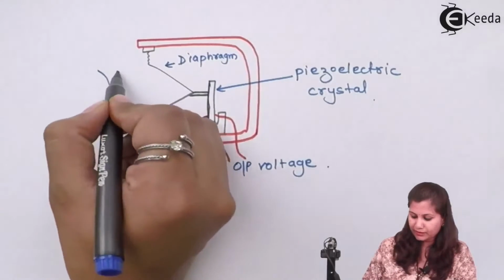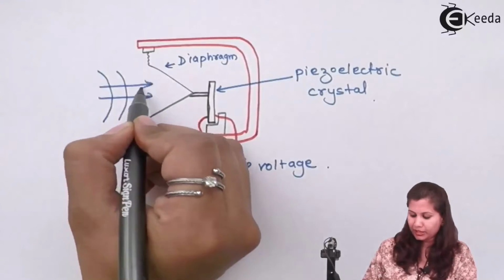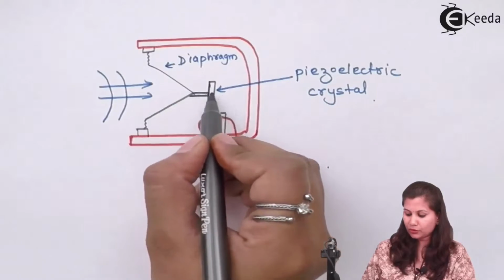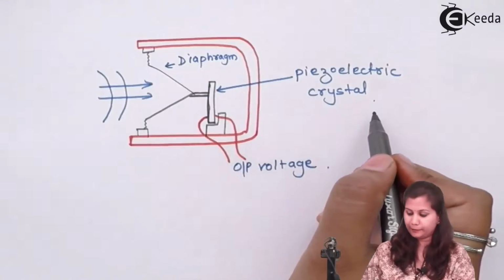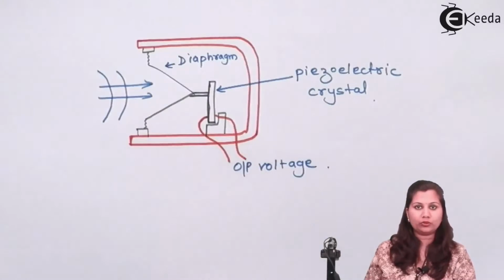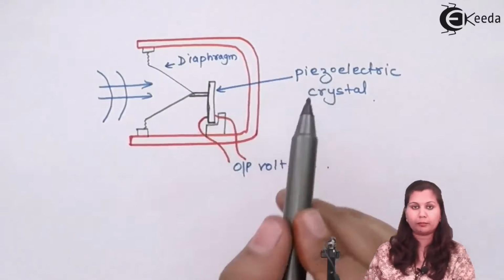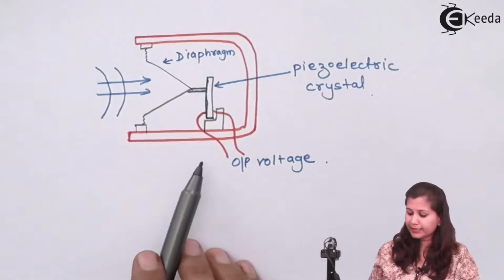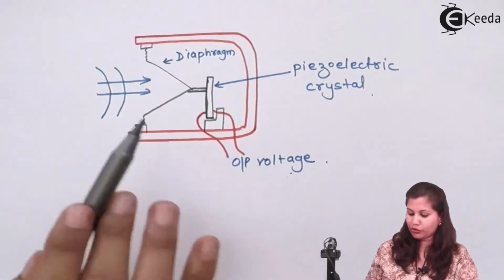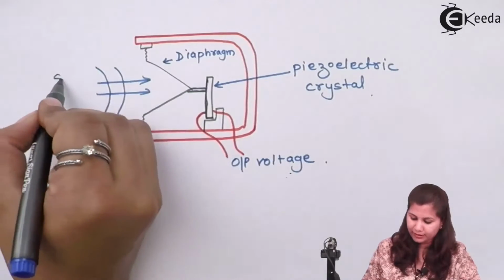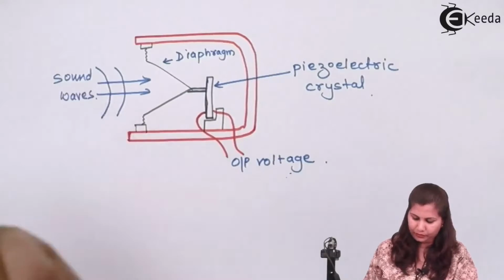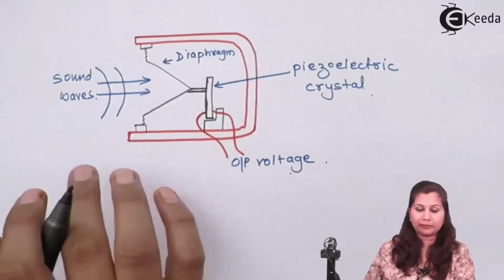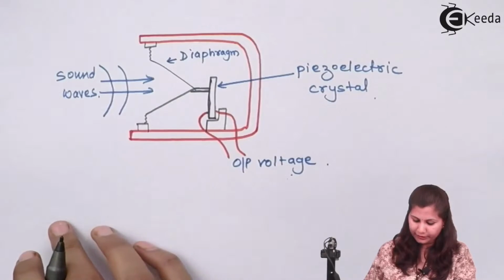When the sound waves strike this diaphragm, the diaphragm is going to change its shape and it is going to apply the pressure waves over this piezoelectric crystal. So the piezoelectric crystal is going to deform, and due to the deformation in the piezoelectric crystal, the output voltage is generated, and this output voltage is proportional to the pressure applied by the sound waves. Okay, so this is how the piezoelectric microphone works. Let's see its working.